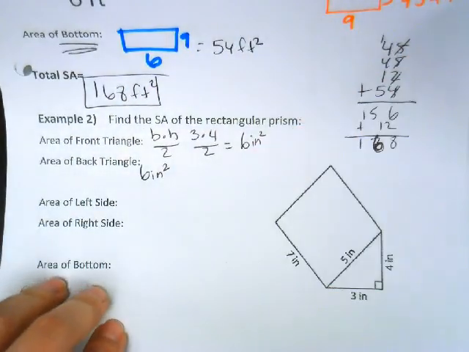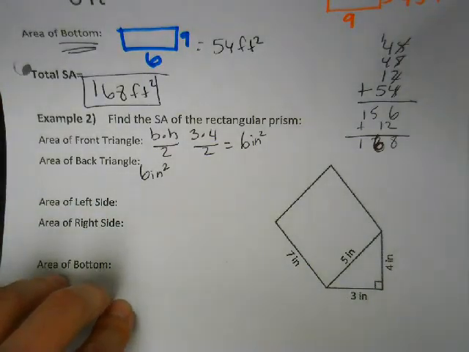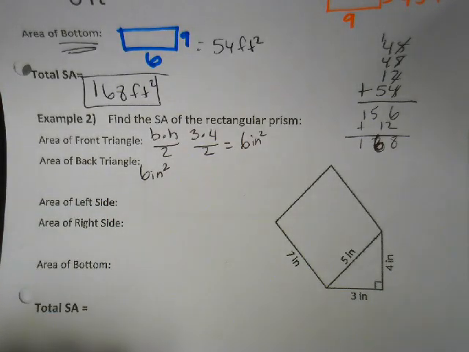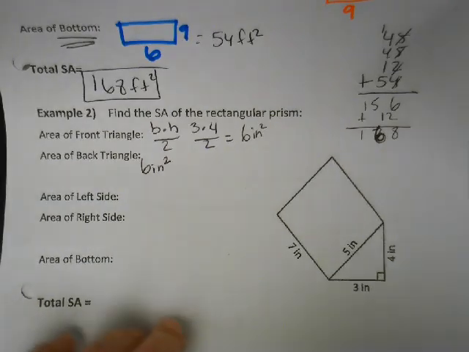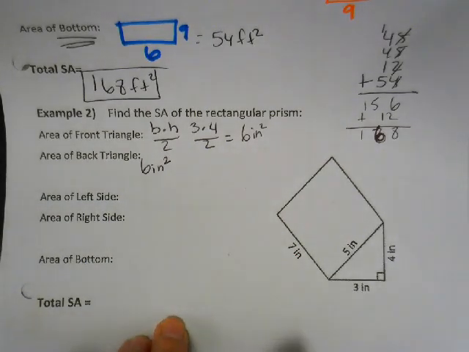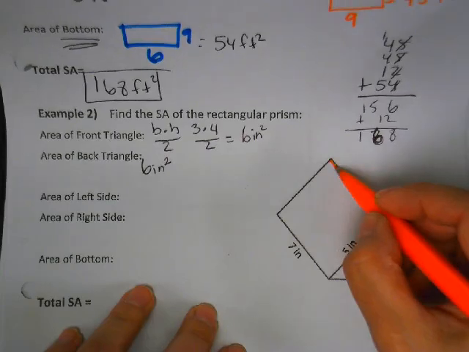All right, now, that's your triangle. Base times height divided by 2, which gives you 6 inches squared. Now, the left side. You can actually see the left side. This would be your left side right here.